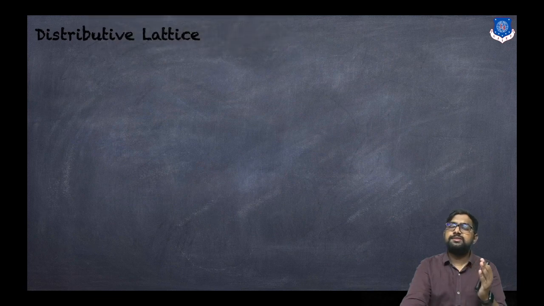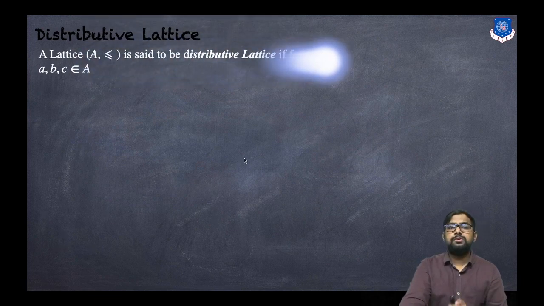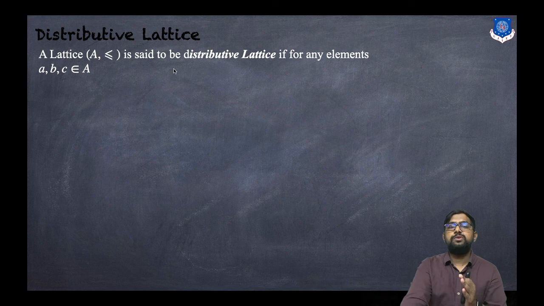Now let us discuss what a distributive lattice is. A lattice (A, ≤) is said to be a distributive lattice if for any elements, just take three elements a, b, c belonging to the set.